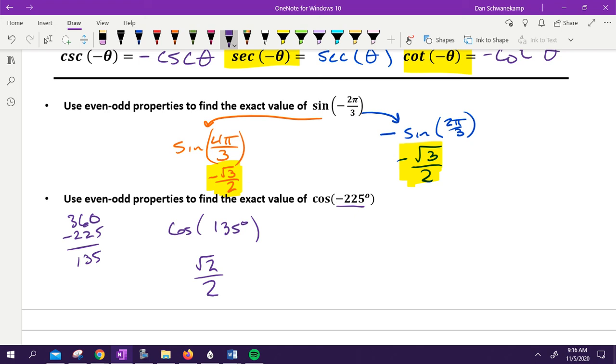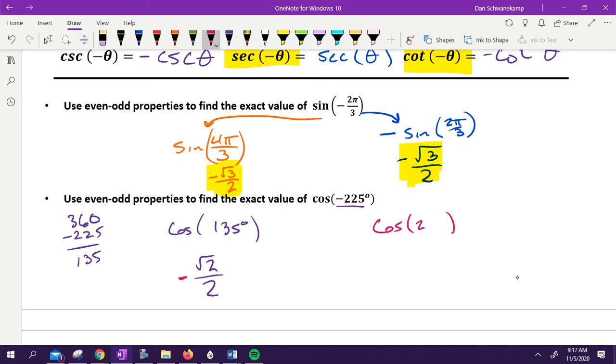Then we're doing cosine of negative 225. That is the same thing, using my even-odd identities. What do we do with cosine if I have a negative angle? The same. We just basically forget about the negative sign. Cosine of 225. Oh, I messed this up. I meant to have a negative sign there. I was in the second quadrant, sorry.